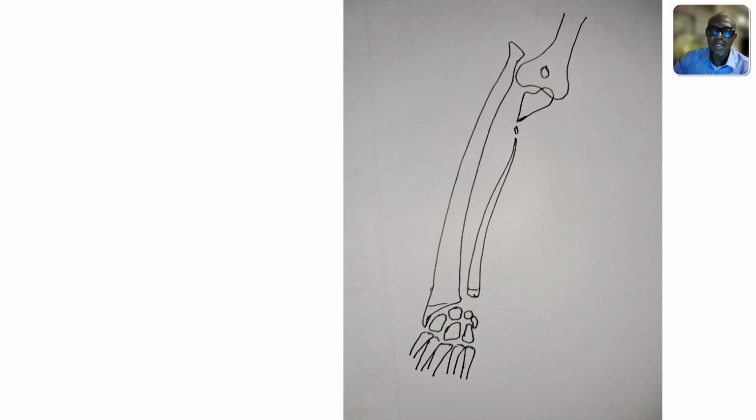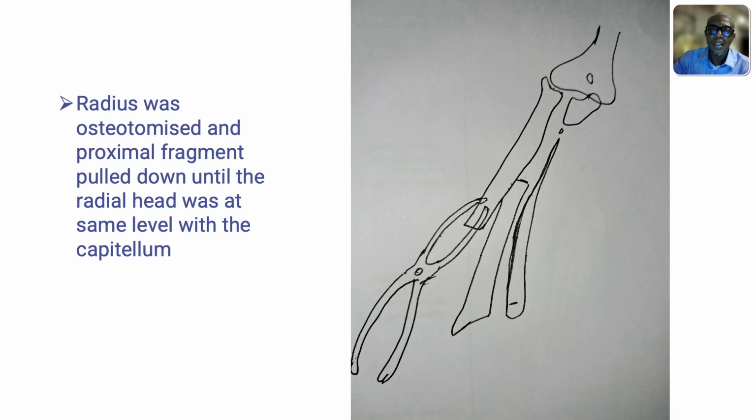So this is a diagram of the deformity. Next slide. So we made an osteotomy in the middle of the radius and pulled it down. It was osteotomized and the proximal fragment was pulled down until the radial head was at the same level with the capitellum. Next slide.